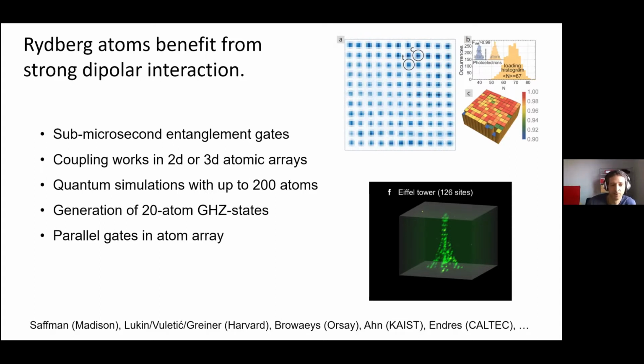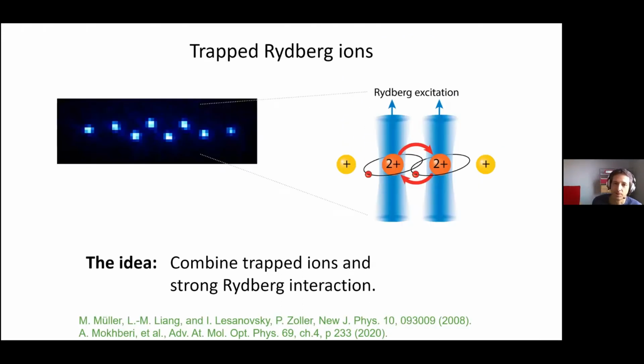They can perform parallel gates in such an atom array, which is a little bit of an advantage compared to trapped ions. On the other hand, in trapped ions you can perform quantum operations between any ions in a longer string, so it's an all-to-all connectivity. That's the advantage of the trapped ion system. So what we want to do now is combine these two systems: we want to combine the trapped ions and use Rydberg interaction for entanglement operations.